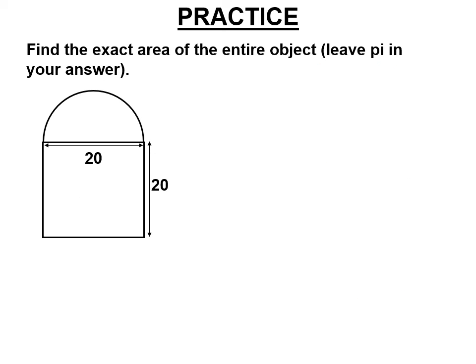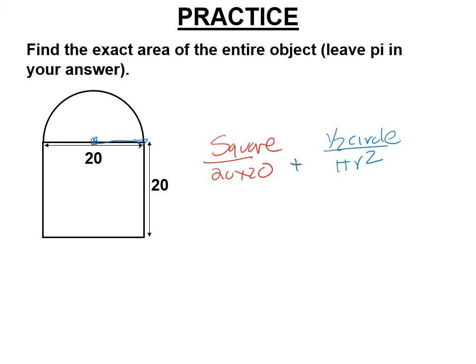Here, hopefully you see a square, and the square is 20 by 20, base times height, or multiply the sides, and we're going to add that to the semicircle, or half a circle. Now, it's pi times radius squared. The diameter is 20, so what's the radius of that circle? It's 10, so this is pi times 10 squared, also known as 100 pi. So 2 times 2 is 4, 40, so that's 400. This is 400 square units.